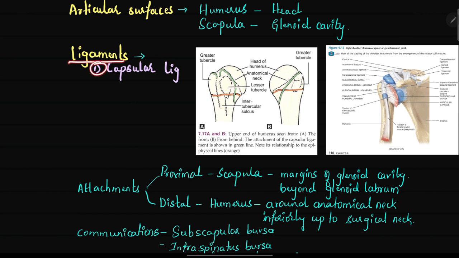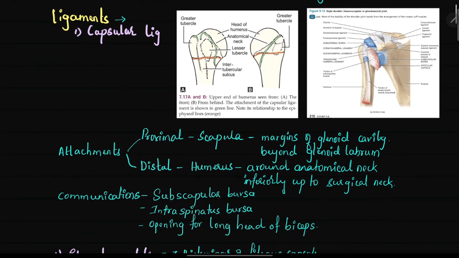The ligaments are, first one is the capsular ligament. In the capsular ligament, what we see is its attachment. First we can see its proximal and distal attachments. The proximal attachment is always to the scapula and the distal attachment is to the humerus.